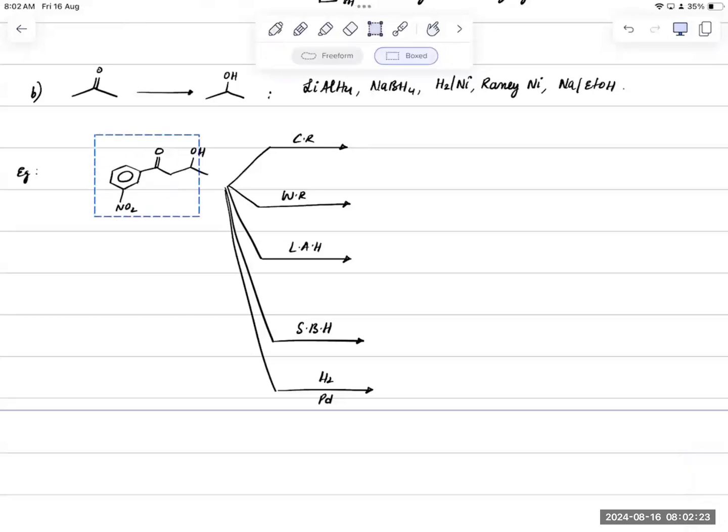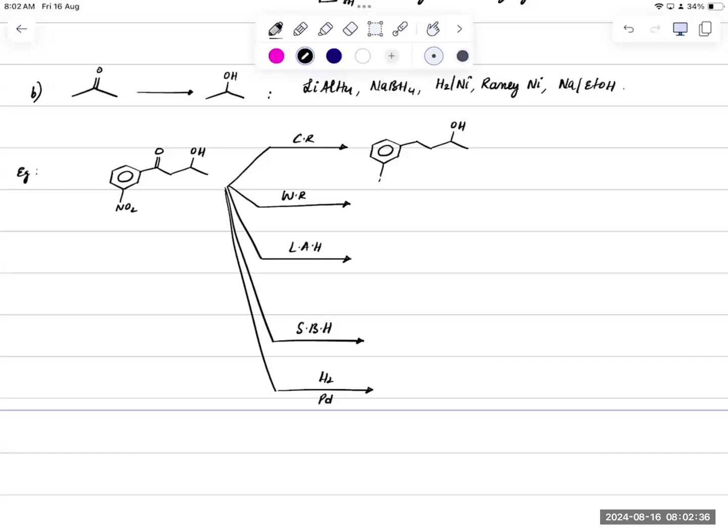If you notice in terms of Clemmensen's reduction and Wolff-Kishner reduction, first the double bond O will get reduced. At the same time, Clemmensen's reduction will also reduce that nitro group into NH2. And as far as OH is concerned, this OH will be replaced by chlorine.